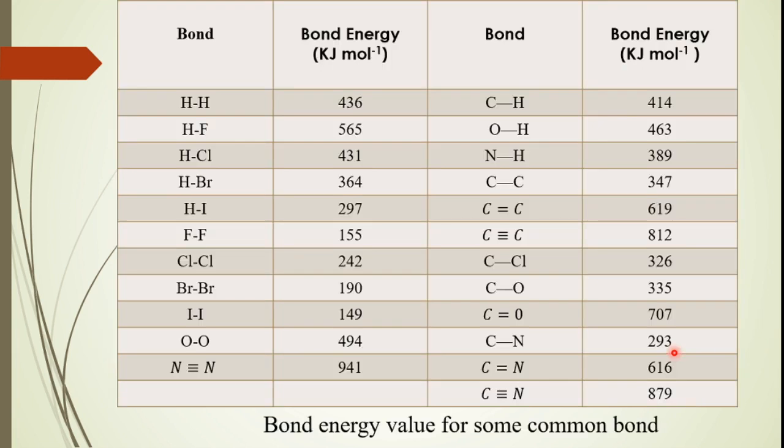So this is the table in which there are the values of bond enthalpies or bond energies for some common bonds. This is also given in your textbook. So you can refer to it or you will have this table with you. Okay.